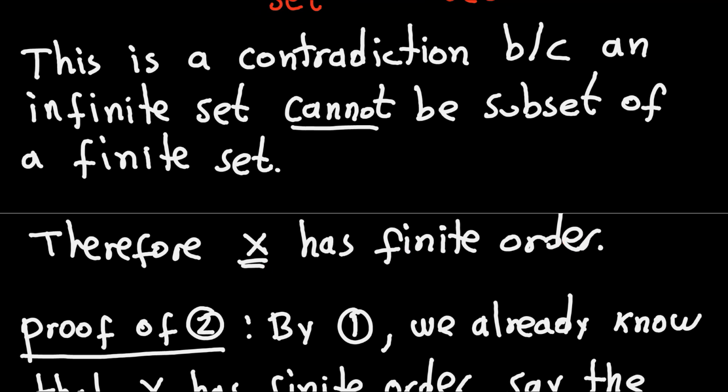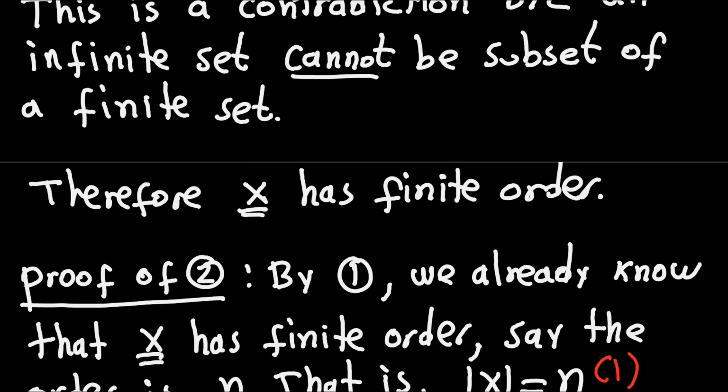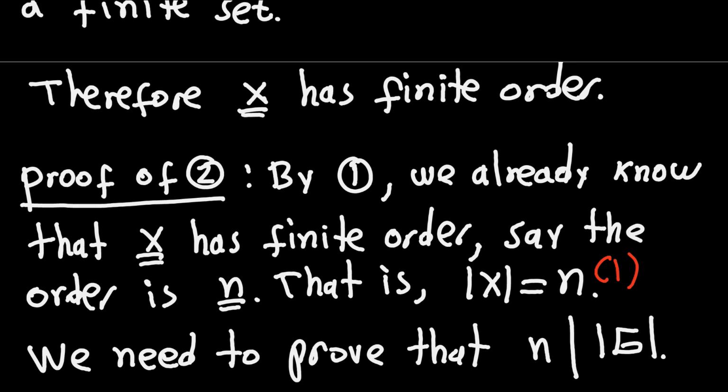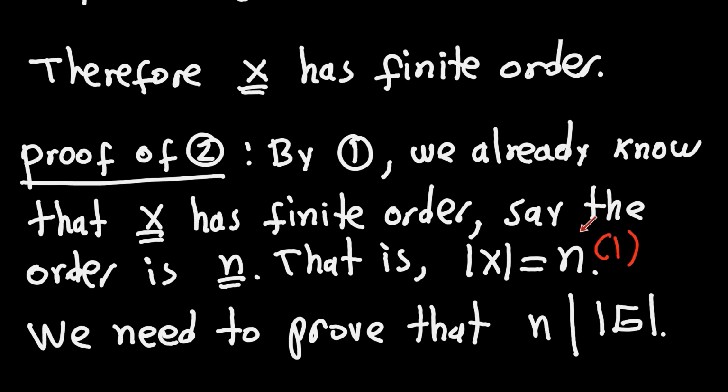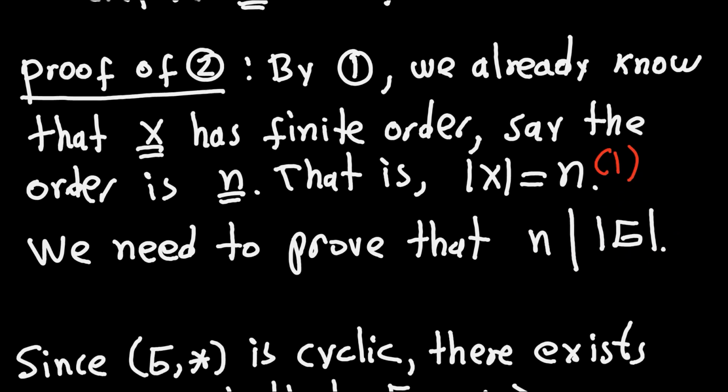Now that's only part number one. The second part is we have to prove that the order of the element has to divide the number of elements of G. Okay, let's go to proof number two. By the proof we just did, part one, we already know that X has finite order. So let's say that that order is n, some natural number n. Let me call this number one. We know that is the case because we already proved that X has finite order. What we need to prove is that the order of X, or n, divides the number of elements of G.